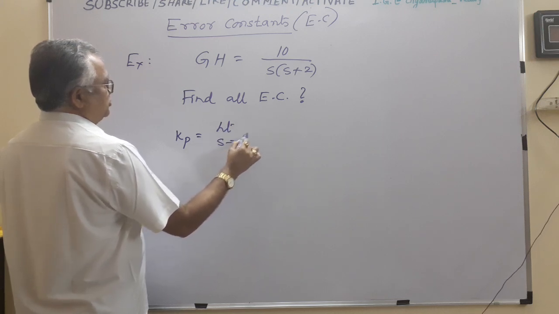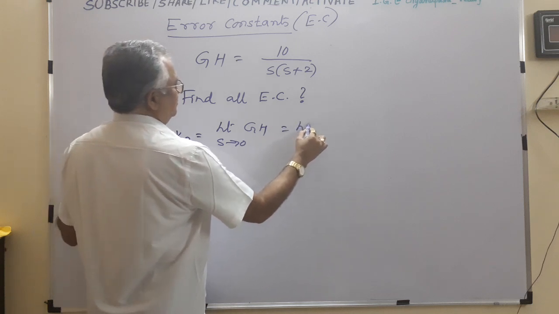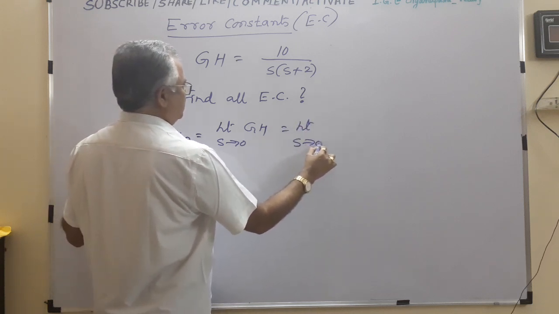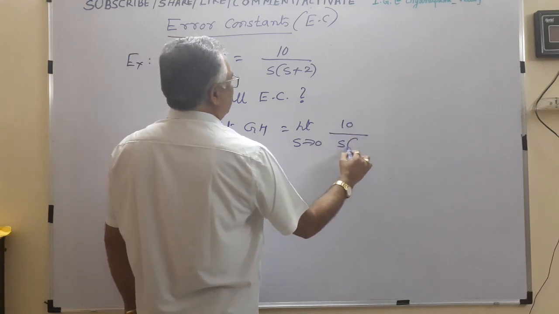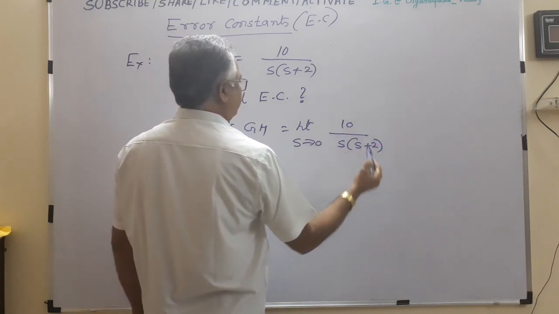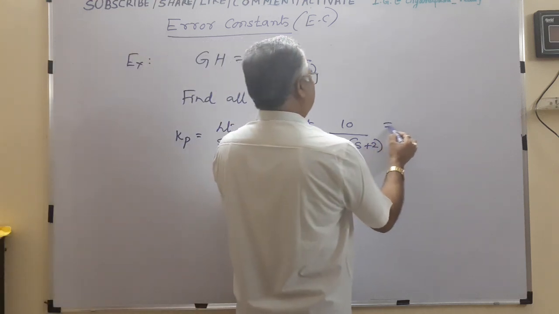Limit s tends to 0, GH. Limit s tends to 0, 10 by s into s plus 2. So when s equal to 0, what is its value? Infinite.